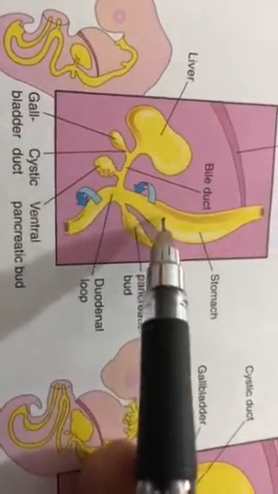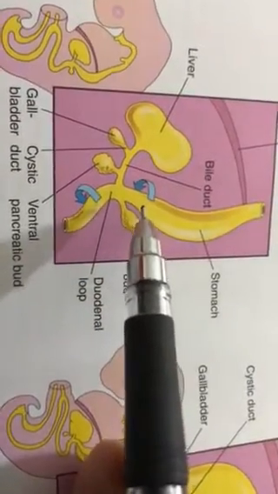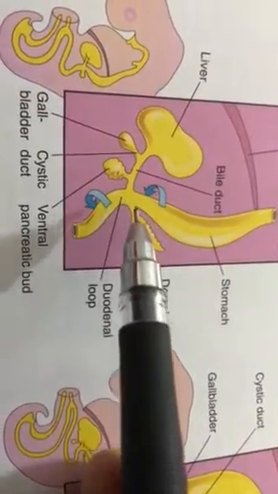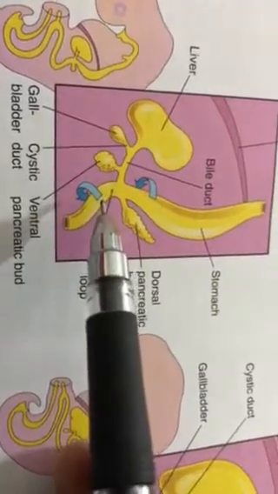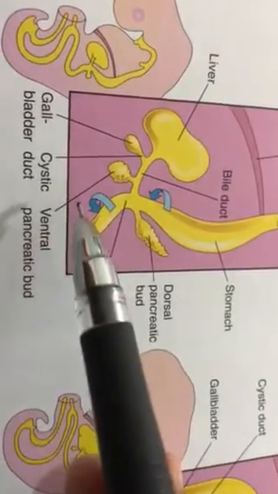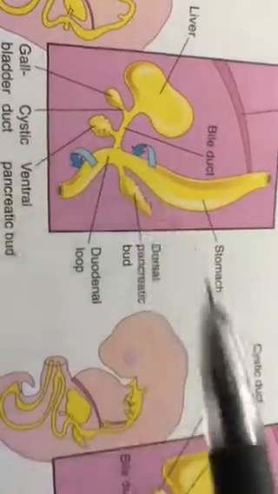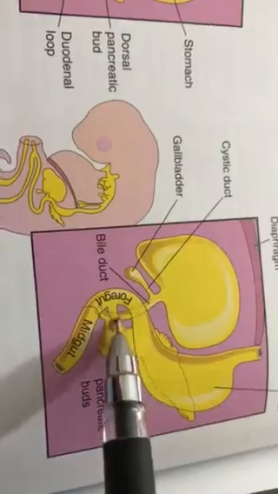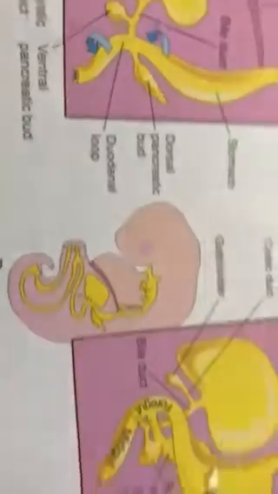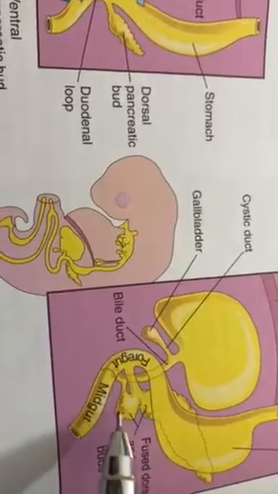Now what happens during the rotation? Can you see the stomach? Fusiform dilatation of the stomach. When the stomach is being rotated, the duodenal loop is also getting rotated. So it becomes a C-shaped loop. It also turns, and the duodenum and the pancreas, the duodenum is going towards the right side. This bile duct, look at this, is placed ventrally. So when it is rotating, it goes back posteriorly. Along with the bile duct, the ventral bud of the pancreas is also going posteriorly, and it lies below the dorsal bud. Can you see this? It lies below the dorsal bud.